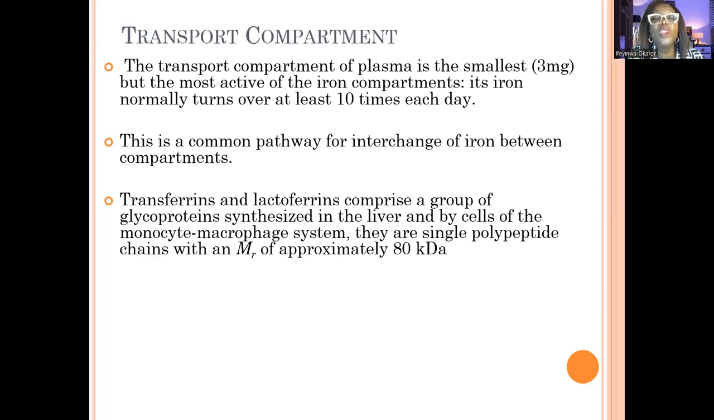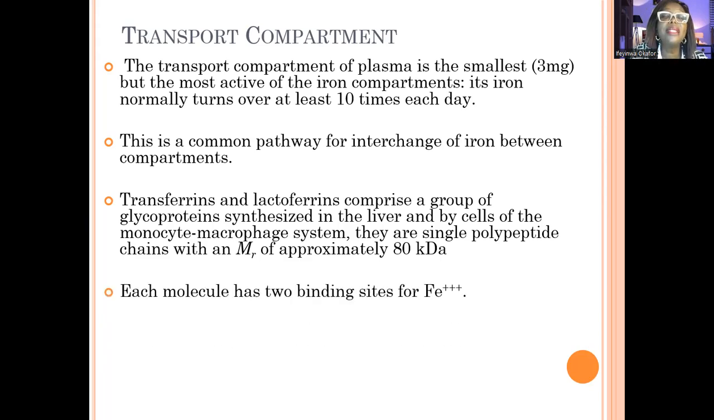Transferrin and lactoferrin comprise a group of glycoproteins synthesized in the liver and by the cells of the monocyte-macrophage system. They are single polypeptide chains with a molecular weight of approximately 80 kilodaltons.